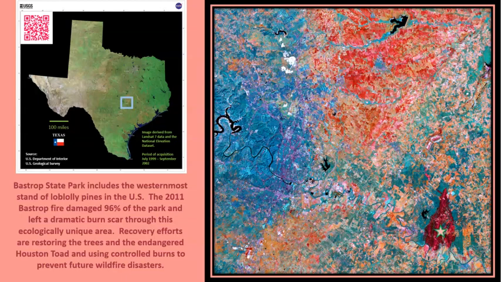Bastrop State Park, located east of the city of Austin, includes the westernmost stand of loblolly pines in the United States. The 2011 Bastrop fire damaged 96% of the park and left this dramatic burn scar through the ecologically unique area.